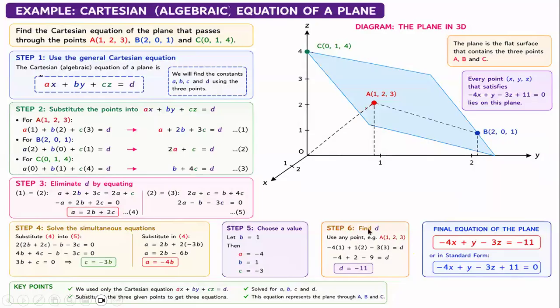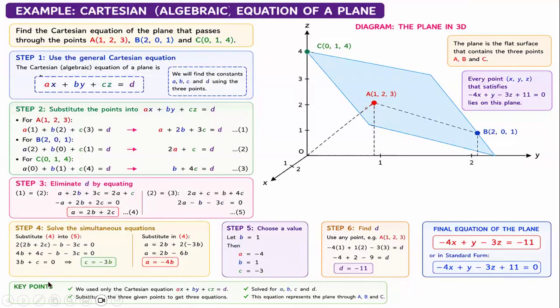Step 6 now, we find d. So use any point. For example A, we have (1, 2, 3). So we use any point and we solve. So we have d is equal to minus 11, which is our constant. So for the final equation of the plane, we substitute all the values into the formula. So we have minus 4x plus y minus 3z equal negative 11. Or in standard form, minus 4x plus y minus 3z plus 11 equals 0.